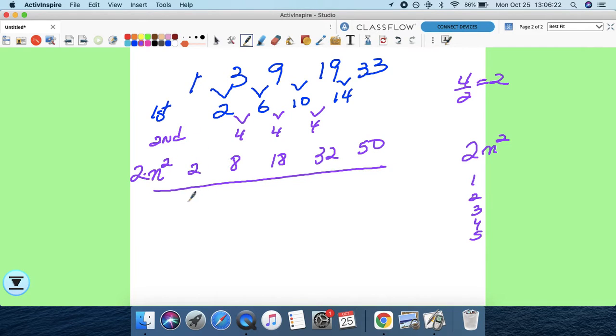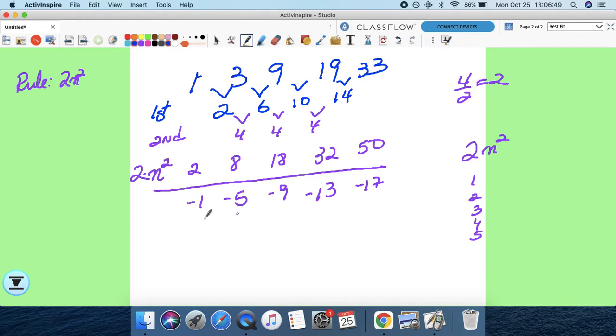1 minus 2 is negative 1. 3 minus 8 is negative 5. 9 minus 18 is negative 9. 19 minus 32 is negative 13. And 33 minus 50 is negative 17. Okay, so I'll write our rule. Part of my rule, I already know, is 2n squared.